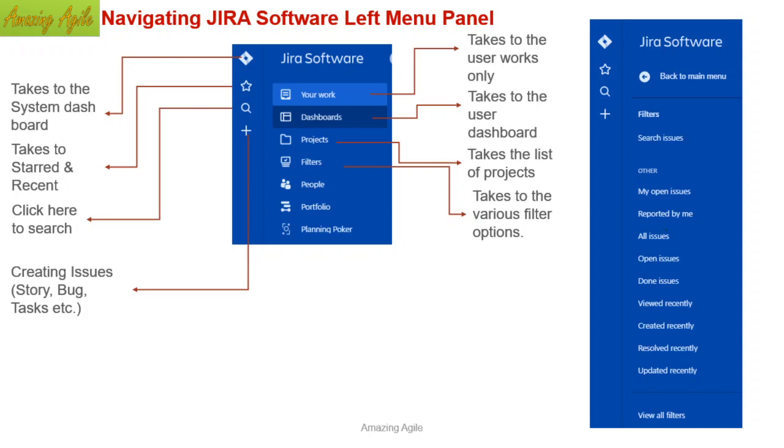There are a couple of new jargon terms you are seeing here. Reported by me means whatever stories you created, the user who logged in. All issues means no filter. Done issues means whatever is completed. Viewed recently means whatever is in the viewed panel. Created recently, within some time frame. Updated recently. So these are all specific criteria.